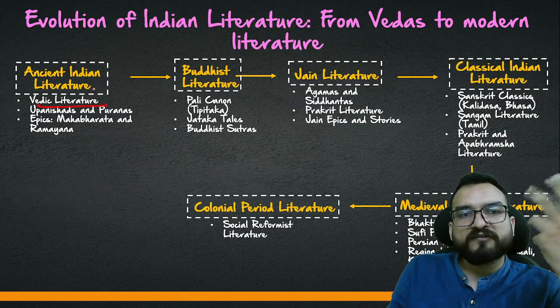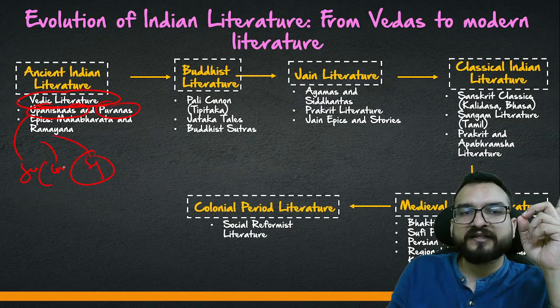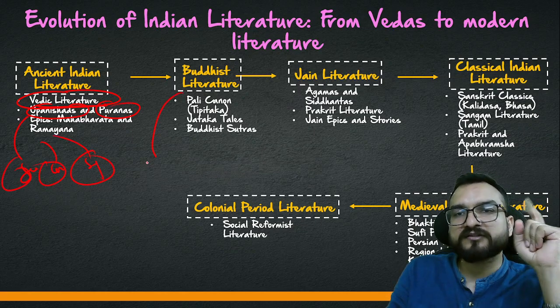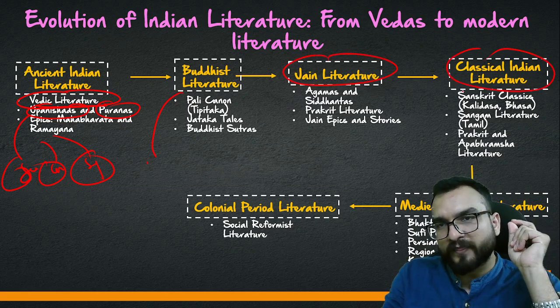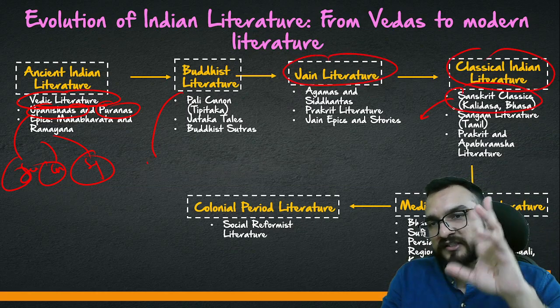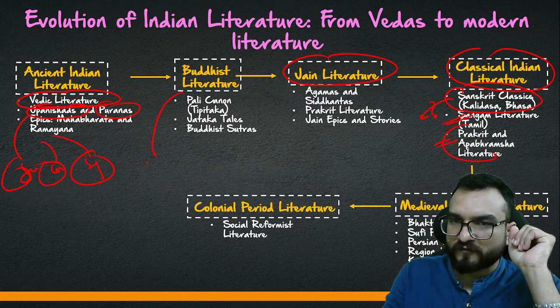So in ancient, we will start with Vedic literature, Upanishad, Puran. What are their features, contribution and significance? Three things, again I am saying. Buddhist literature: significance, features, contribution. Jain literature we will understand. Then Sanskrit literature. Till now a question has not come here, guys. Sangam has been asked. Prakrit and Apabhramsa literature we will see.